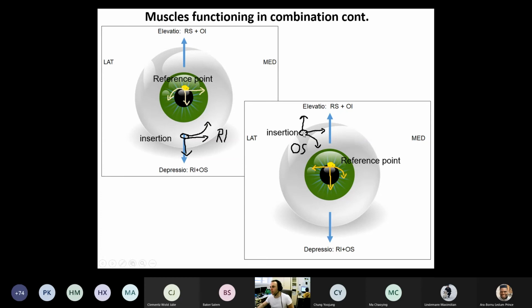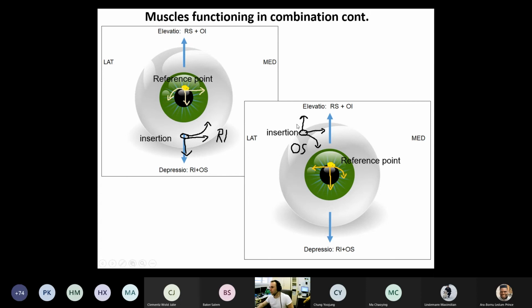Superior oblique. The superior oblique moves the back of the eye upwards. So this means that the opposite side, the anterior part of the eyeball, will move downwards. So that means it is resulting in depression of the reference point. It moves the back side of the eye medially, so the front of the eye moves laterally. So you have an abduction of the eyeball, because always the reference point matters for the naming of the movement.